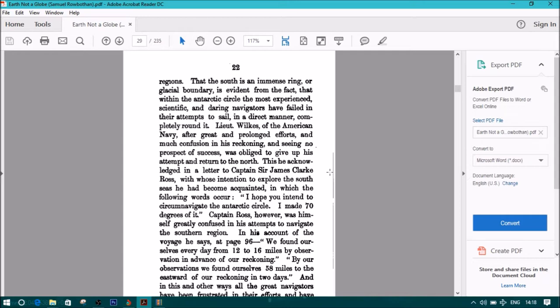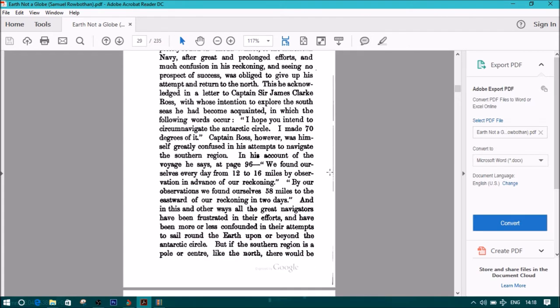Quote, "I hope you intend to circumnavigate the Antarctic Circle. I made 70 degrees of it." End quote. Captain Ross, however, was himself greatly confused in his attempts to navigate the southern region. In his account of the voyage, he says at page 96, quote, "We found ourselves every day from 12 to 6 miles by observation in advance of our reckoning," end quote. Quote, "By our observations, we found ourselves 58 miles to the eastward of our reckoning in 2 days," end quote.